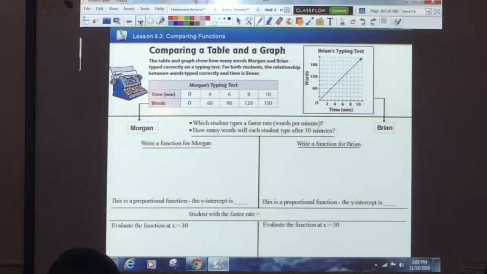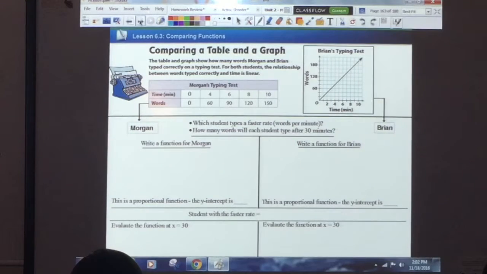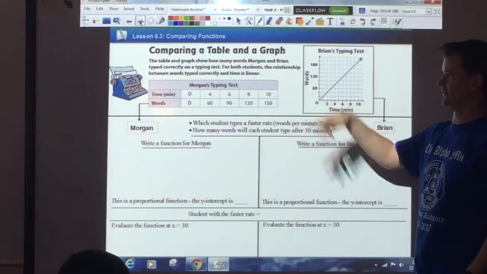As soon as the next one starts, I can go right down the question. It's not going to change. Comparing a table and a graph. So in the previous one, they gave us one of the functions. The talking should stop right now over there. Thank you. All right, the previous one, they gave us one of the functions. Here, they don't give us either of the functions. What we're given is a table, a graph, and a scenario.